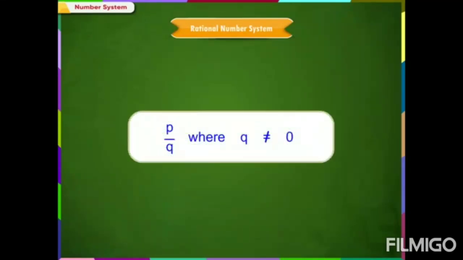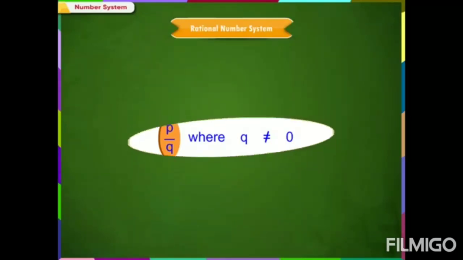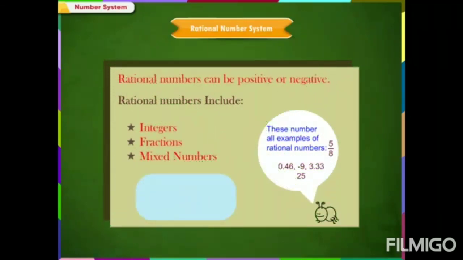What are rational numbers? Rational numbers can be written in the form of p by q, where q is not equal to 0. That is, in terms of simple fractions. Rational numbers can be positive or negative. Rational numbers include integers, fractions, mixed numbers.